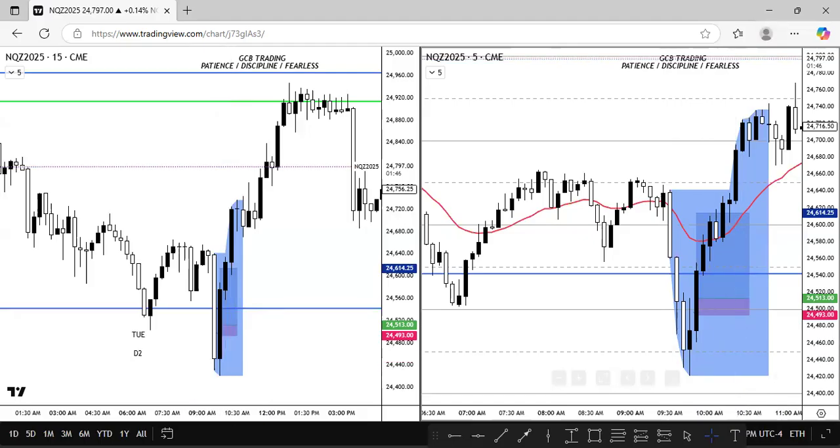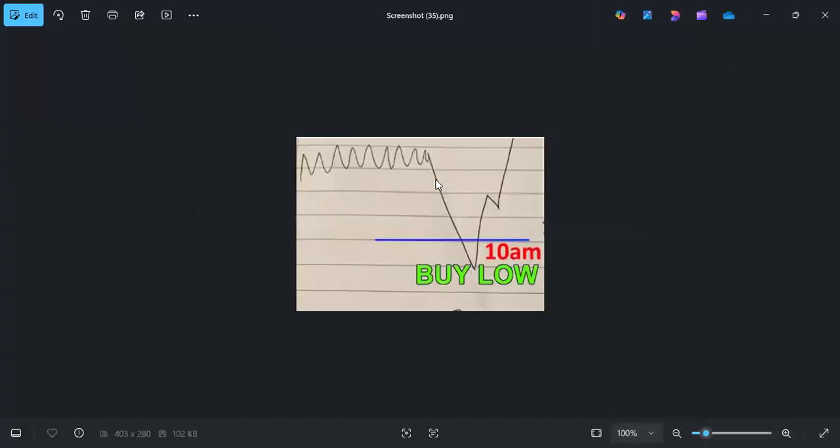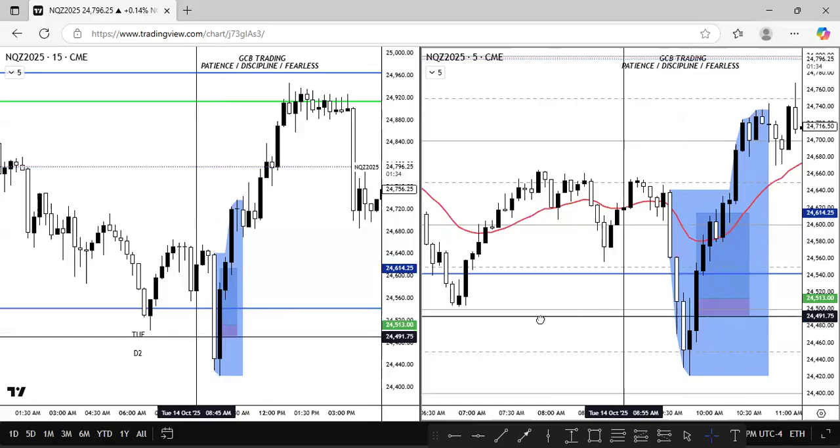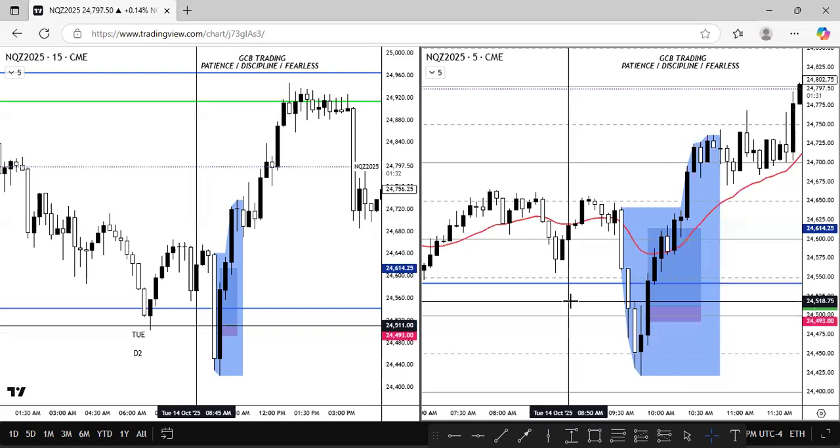So we had the trap and shift on that one. 10 a.m. club, trap and shift, buy low setup. That was the trade. This was my trade today. This was a beautiful, beautiful trade. We had our daily signal, our inside day daily signal.